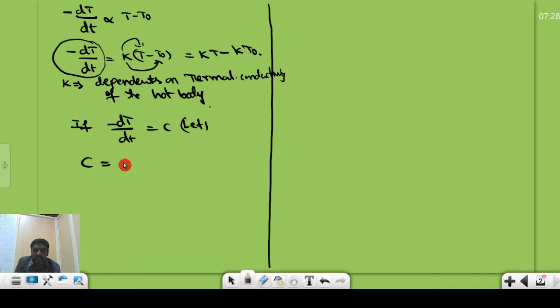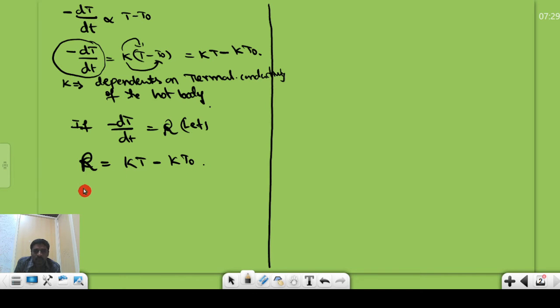Since y is equal to mx plus c will come, it is better to take a different symbol for the rate of cooling. Let me take capital R, no issue, the rate of cooling capital R. So R is equal to kT minus kT naught, we will get this. This is the equation.